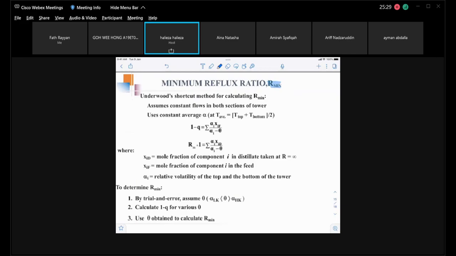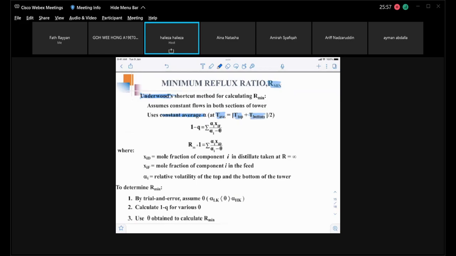And in order to do that, you will use the Underwood method. Okay? In the Underwood method, you assume that the flow rate is constant, and you will use the average relative volatility. At what temperature? It is at the average temperature. The average temperature is the sum of the dew point and the boiling point divided by 2.